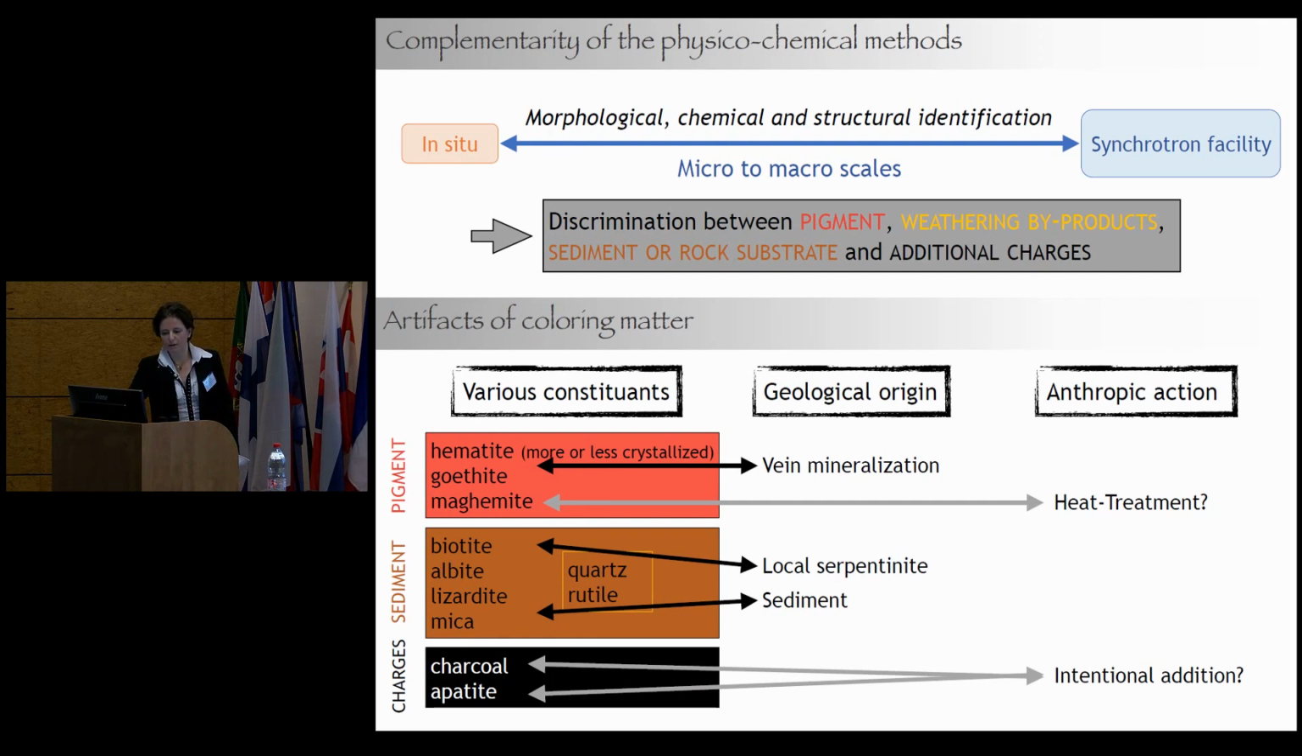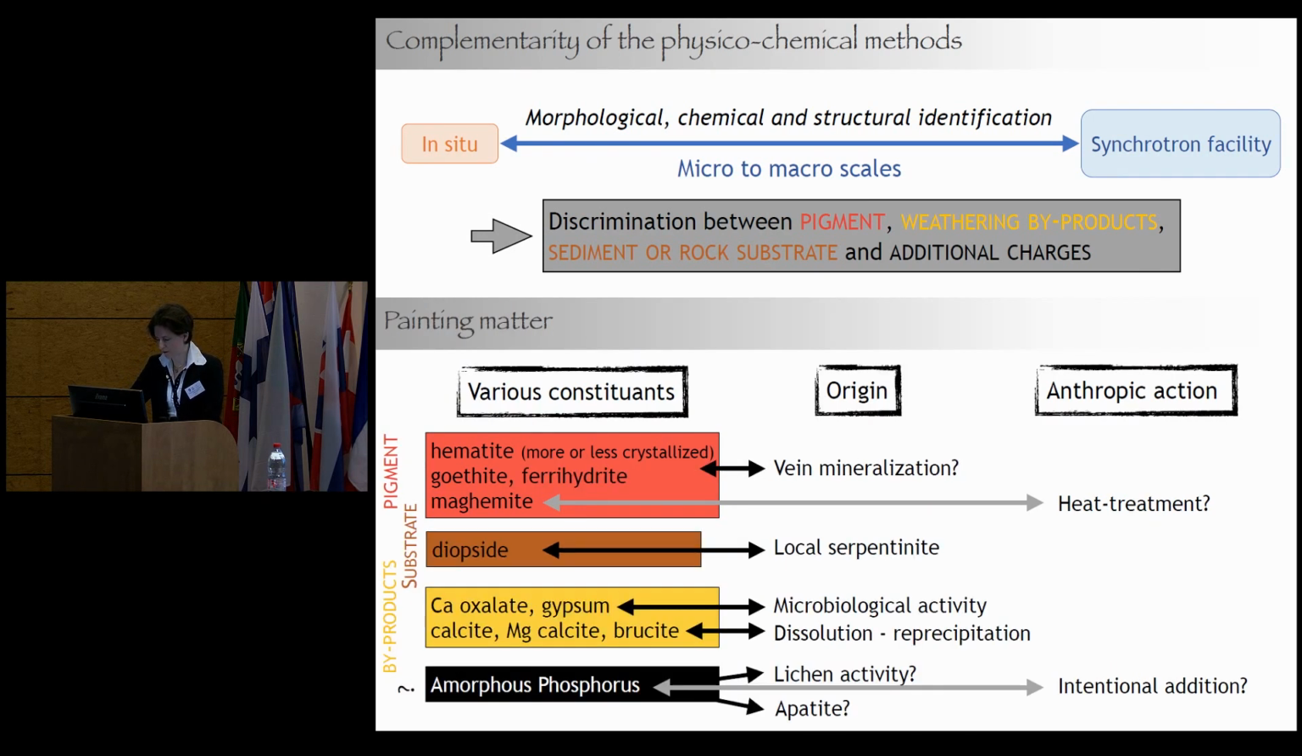So we find here various constituents for this artifact, and we try to understand the geological origin with the vein mineralization, but the presence of maghemite raises the question of an eventual heat treatment. We need to go further thanks to transmission electron microscopy to be able to detect this and answer this question. And about the presence of charcoal and apatite, we can make the hypothesis of intentional addition.